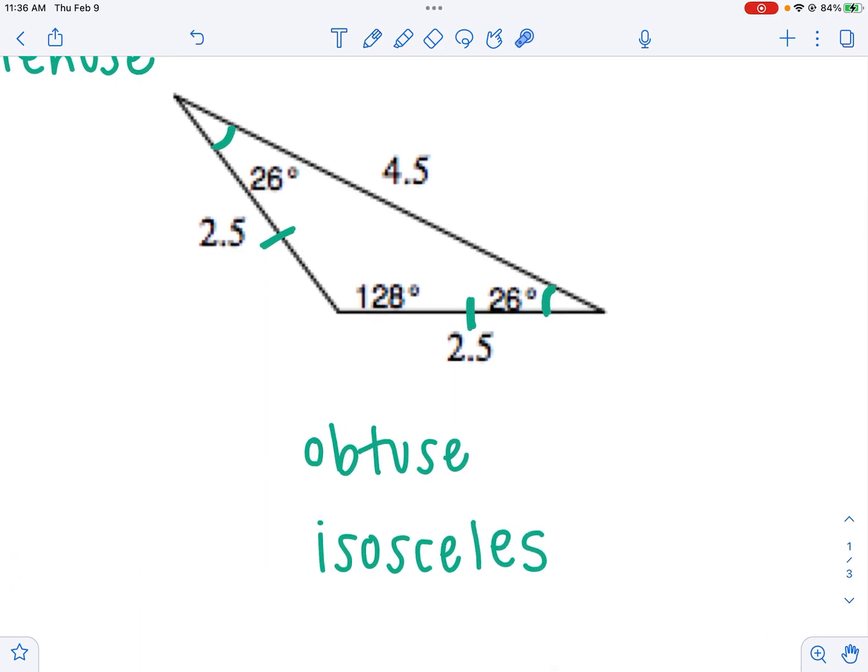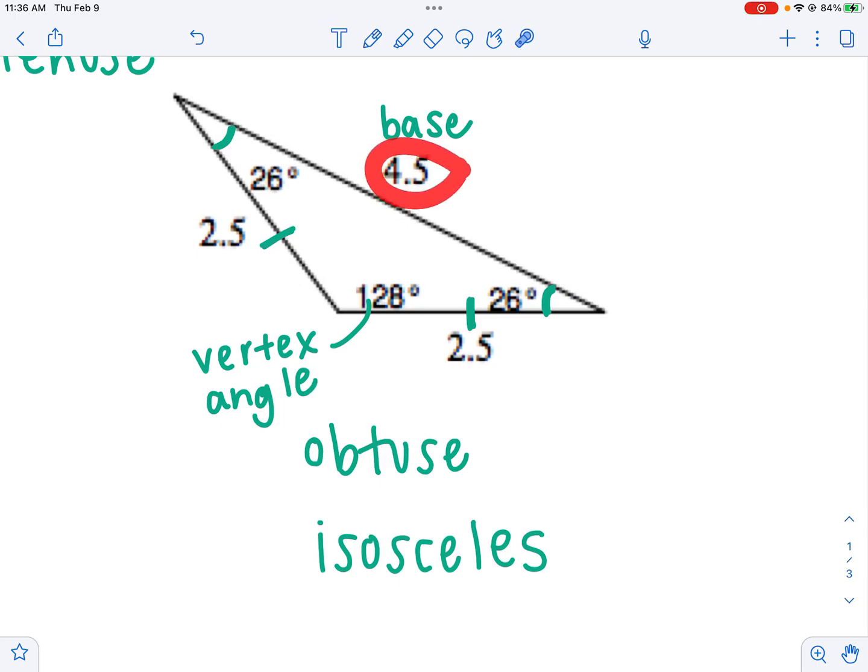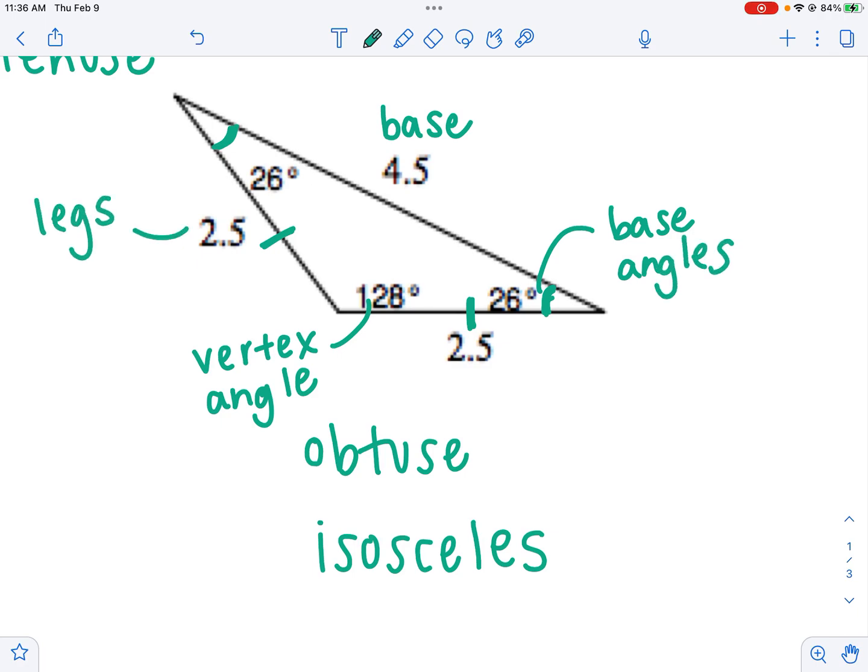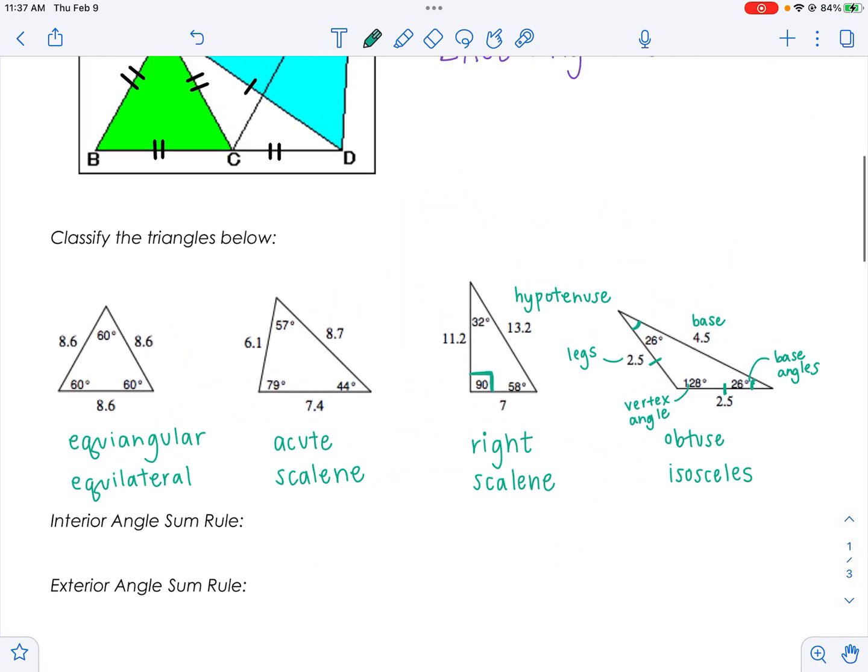Now, in any isosceles triangle, you're going to have 2 things that match and 1 that's the odd one out. In this case, 4.5 is the odd side out, so we call that the base. And of our 3 angles, 128 is called the vertex angle. That's because 4.5 is the odd side out, so that's our base, and 128 is the odd angle out, so that's our vertex angle. And then the ones that matched are called our base angles. And then our sides that matched are called legs. So in an isosceles triangle, you'll always have 2 that match and your odd one out. And so we have specific names for those sides and angles that match.